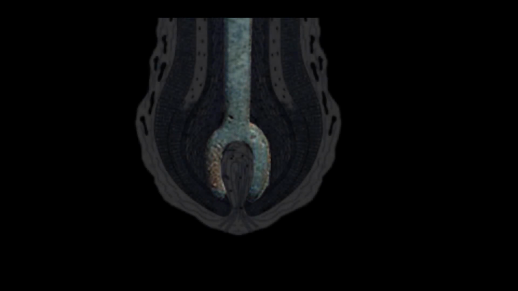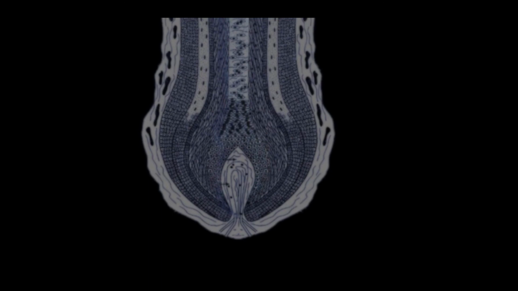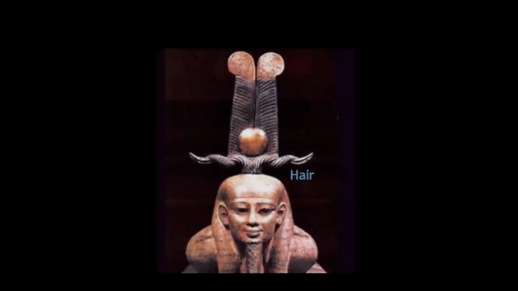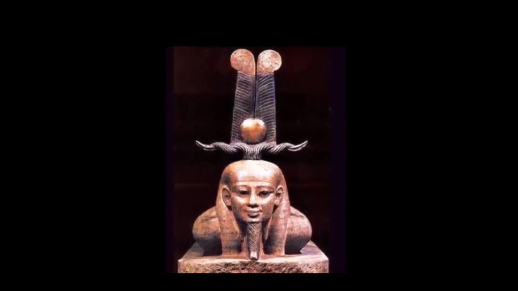Okay, so check this out. This is a hair follicle. It is the exact shape of the end of the was scepter. Hair and feathers both have the same type of follicle.